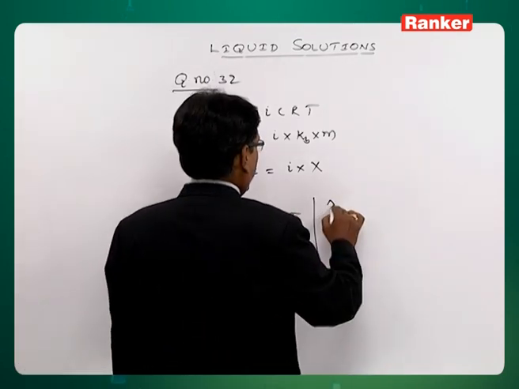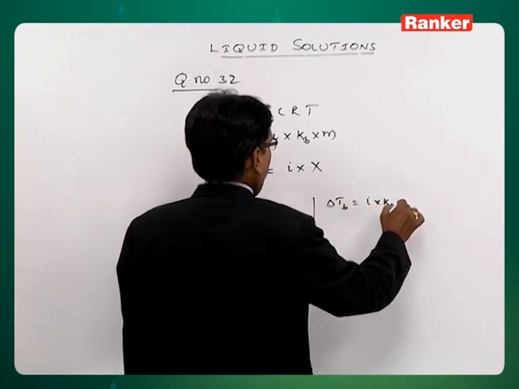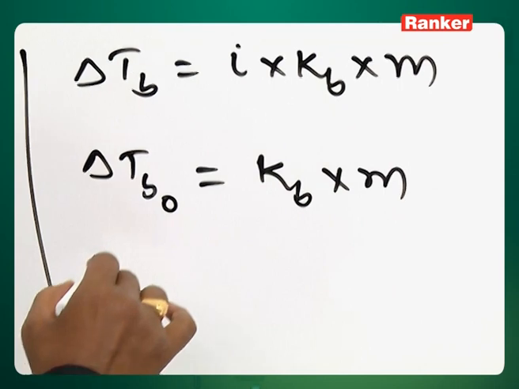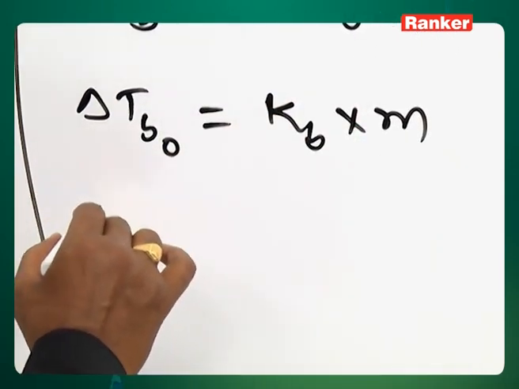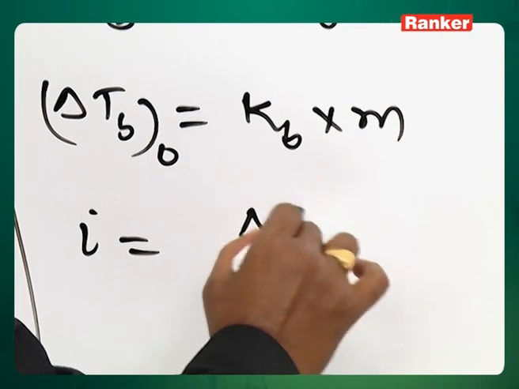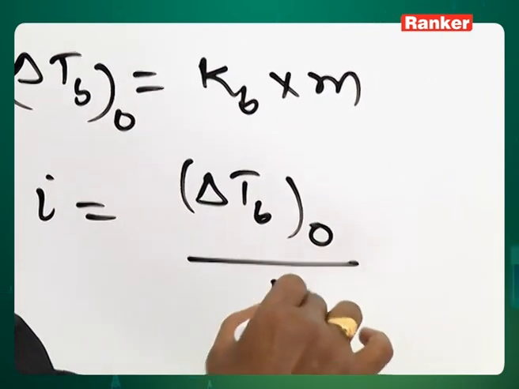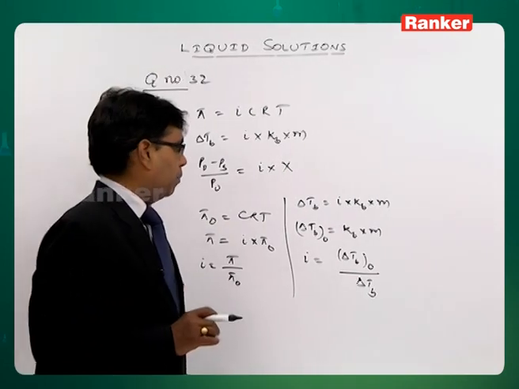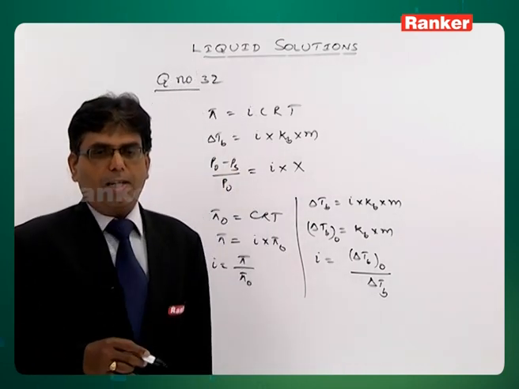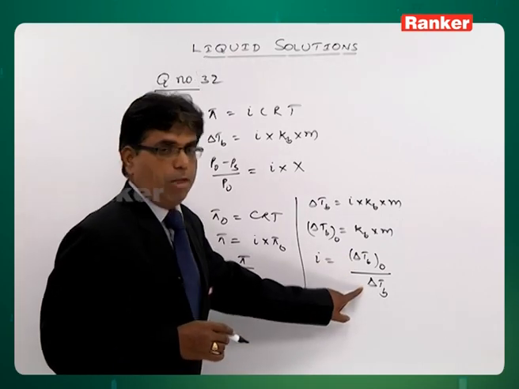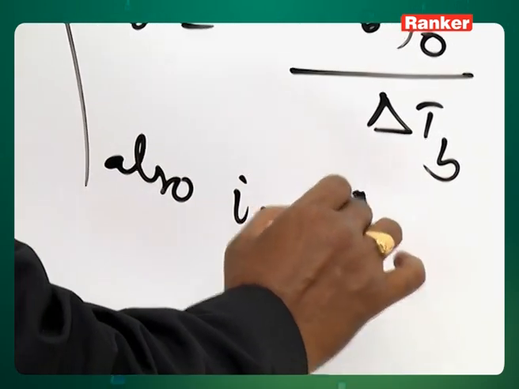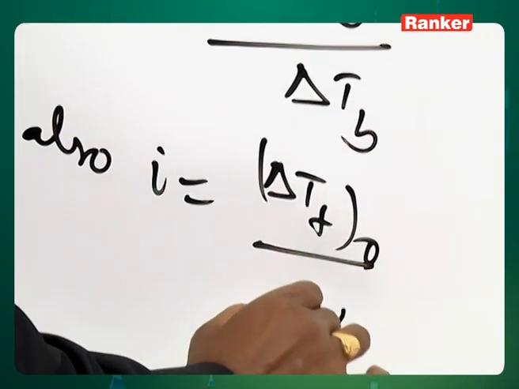Similarly, delta Tb is equal to i into Kb into molality, and delta Tb naught is equal to Kb into molality. So, if you keep writing like this, you will get i equal to delta Tb by delta Tb naught. And similarly, for freezing point, i is equal to delta Tf by delta Tf naught.